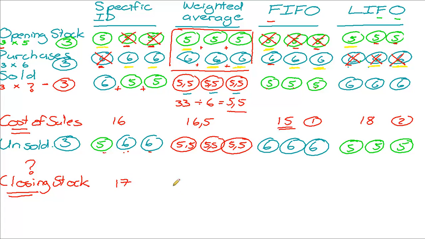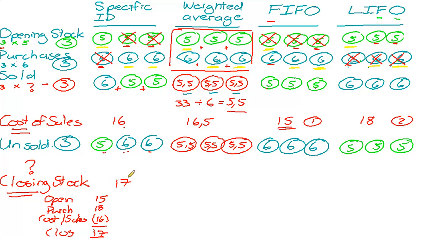Another way to calculate this was to say my opening stock, which was 15, plus the purchases, which was 18, minus the cost of my sales, which we calculated here, 6 plus 5 plus 5 gave me 16. And if you calculate that, you're also going to get 17. So that's just the way that you can check your answer. Opening stock plus the purchases minus the cost of sales gives you your closing stock.